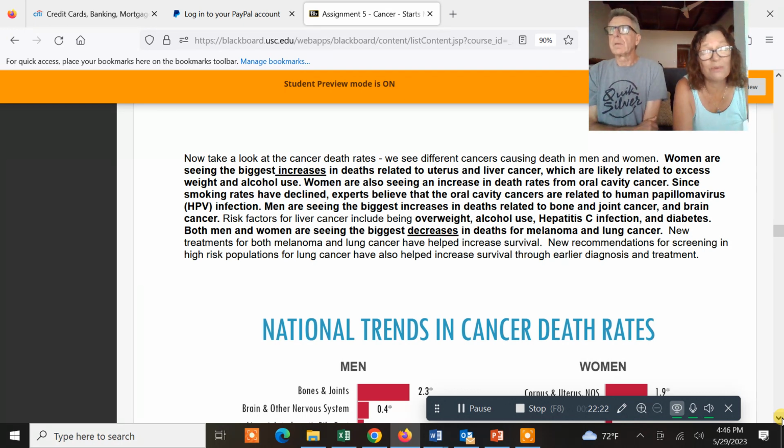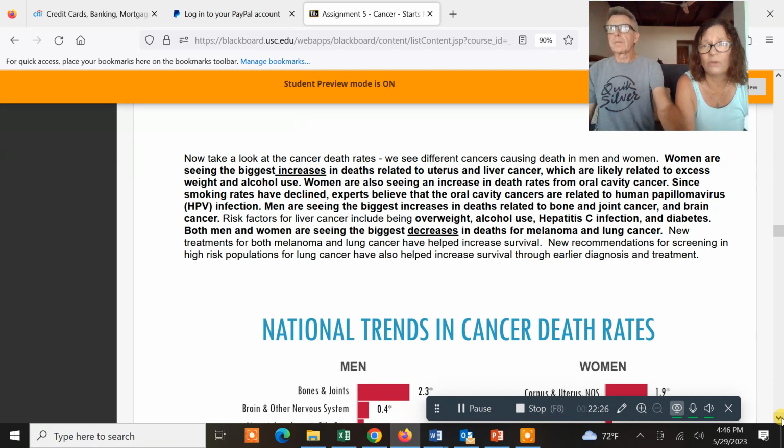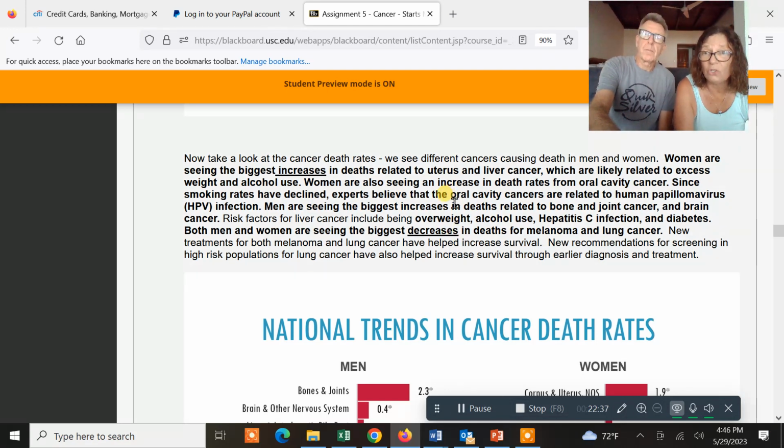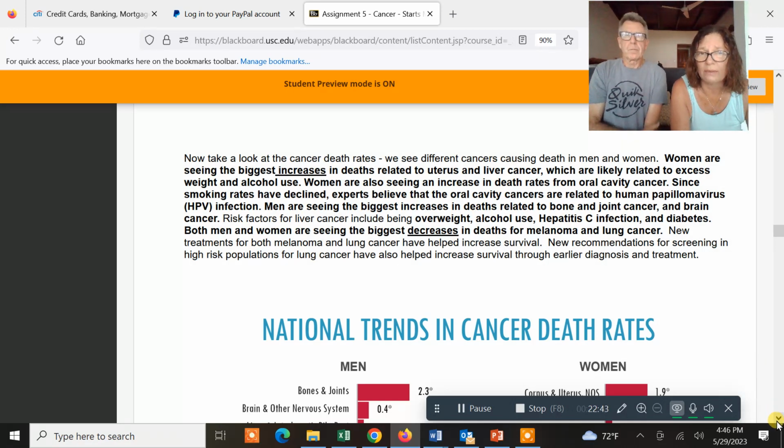So we might see decreases in some of these cancer incidence rates and death rates that we're seeing in older people. I want to talk a little bit about HPV. We're seeing that oral cavity cancers are related to HPV. We're also, obviously, thinking about human papillomavirus and cervical cancers.